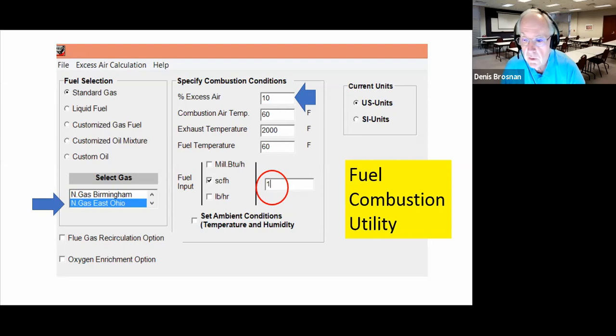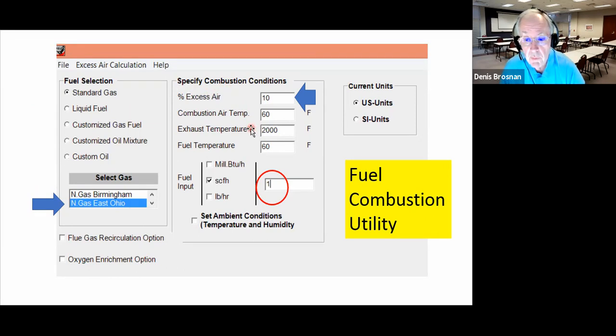So in this fuel combustion utility, we went away from the fuel data. In the fuel combustion utility, we've gone to it and selected a standard gas, East Ohio gas. I've selected 10% excess air here for my combustion situation. The air temperature is 60 degrees Fahrenheit, which is kind of a normal plant temperature mid-season. And I've selected an exhaust temperature of 2,000 degrees Fahrenheit.